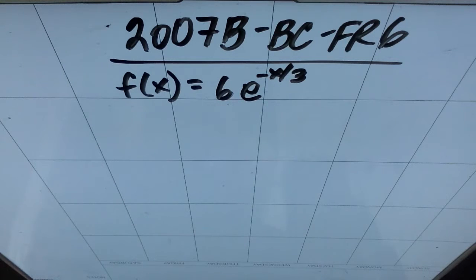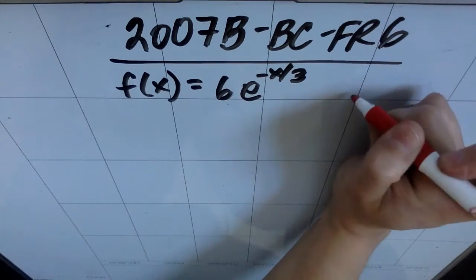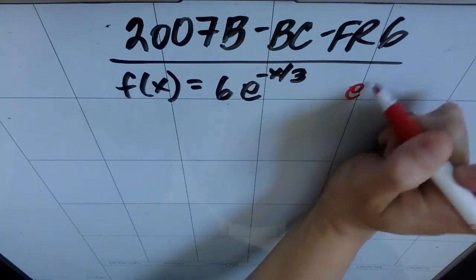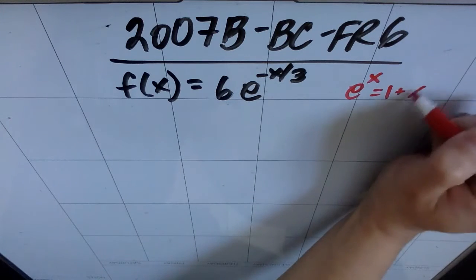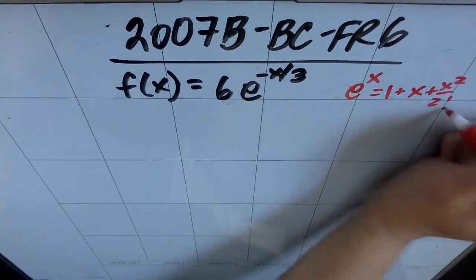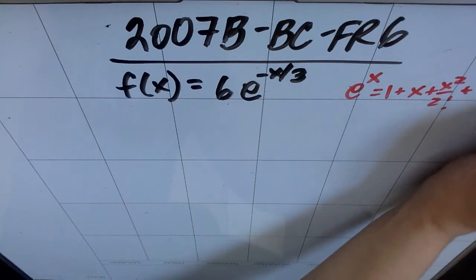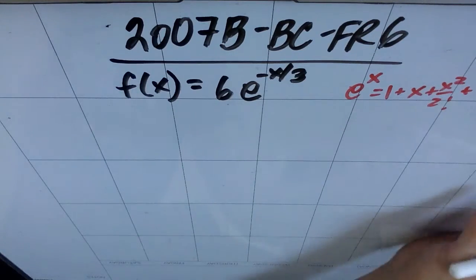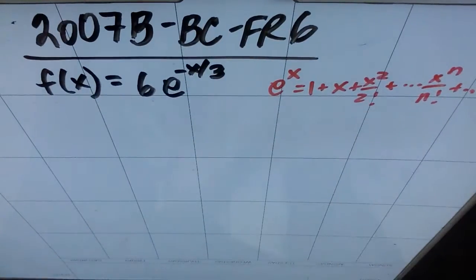So this requires that you have memorized the e to the x Maclaurin series, right? So if you don't, you should totally memorize it. So e to the x equals 1 plus x plus x squared over 2 factorial plus ... plus x to the n over n factorial. You need to have that memorized, because you're now going to put a 6 in front of it and then change the x's to the quantity negative x over 3.